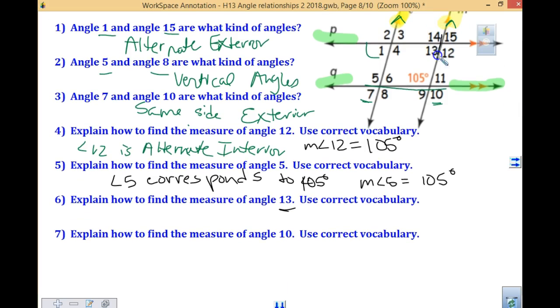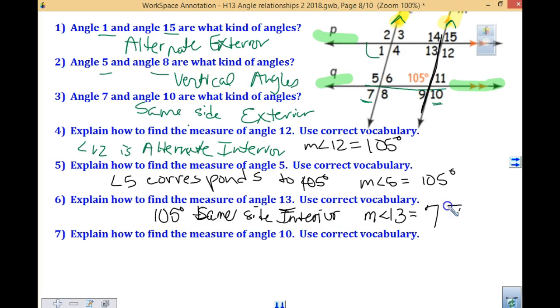So are these on the same side of this transversal? Same side. So we are going to say to the 105 degree angle, we have the same side interior, which means that the measure of angle 13 has to be 75 degrees. 13 and the 105 have to total to 180. So these two angles together have to total to 180, which means it's going to be 75.